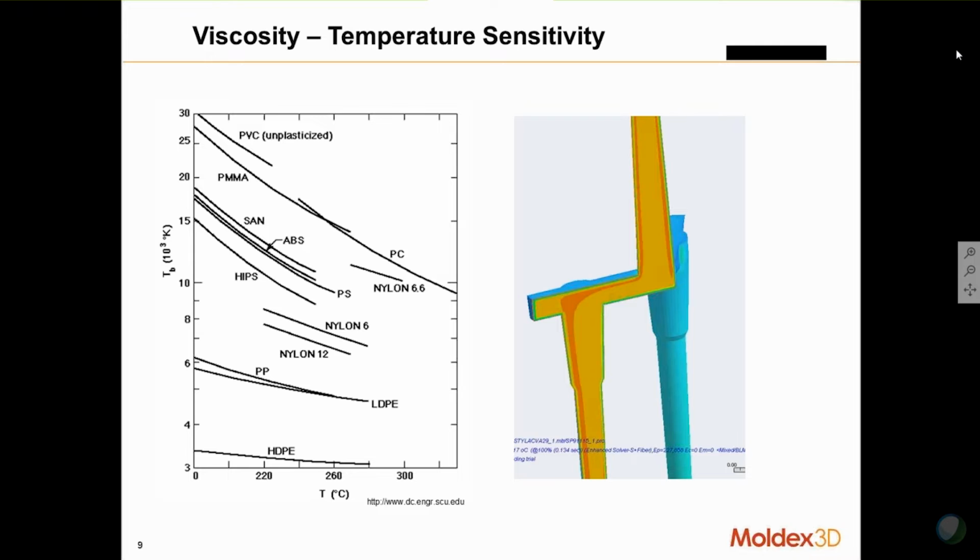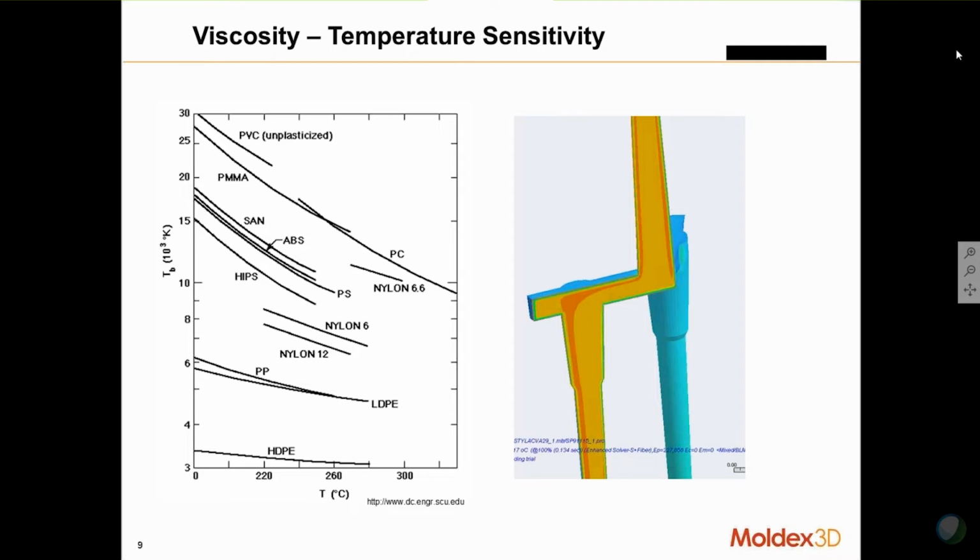And why are these temperature sensitivities important to simulations? When we are talking about simulations, we want to know if the flow is balanced, whether you have a balanced flow in your runner or in your cavities. Without these temperature factors, we cannot discuss the importance of temperature and viscosity. So this is an example of the temperature sensitivity and the viscosity.